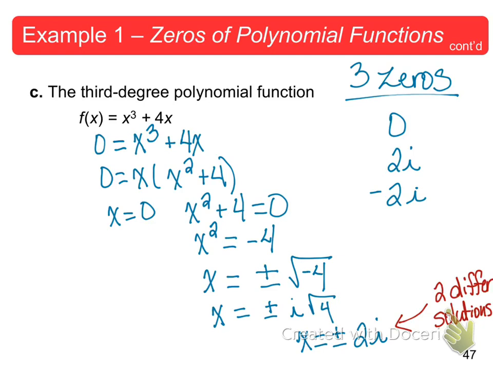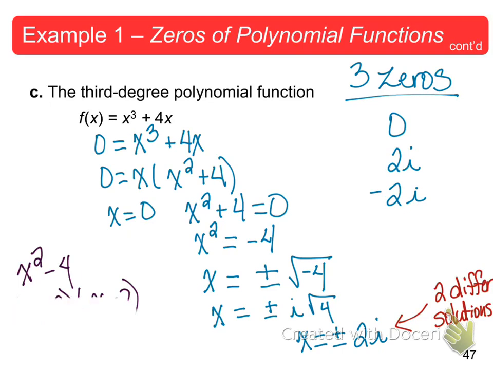Okay, I kind of got confused. That's okay. What if it's like a difference of squares instead of the sum of squares? So you're asking instead of x squared plus 4, what if we had x squared minus 4? That can be factored to x plus 2 and x minus 2. And those are both real solutions. So we only did it this way because it was the sum of squares.